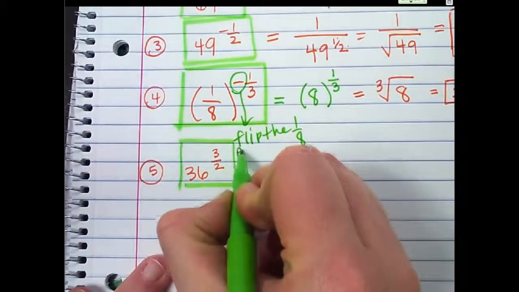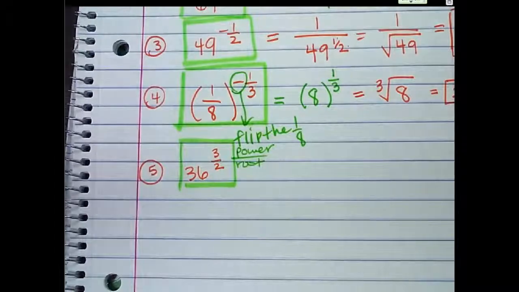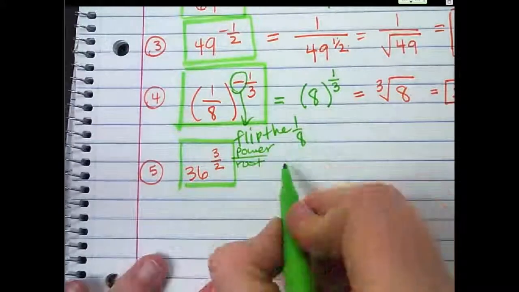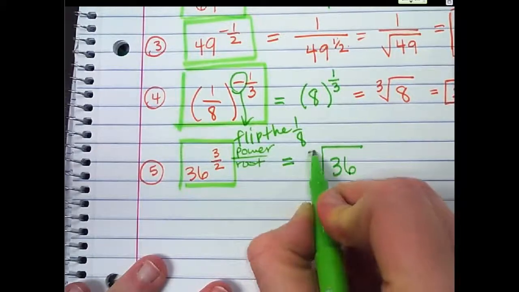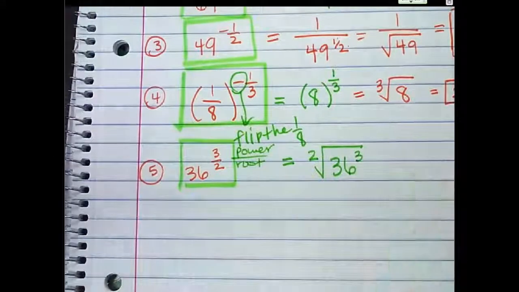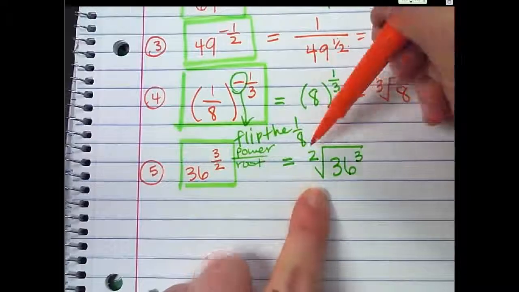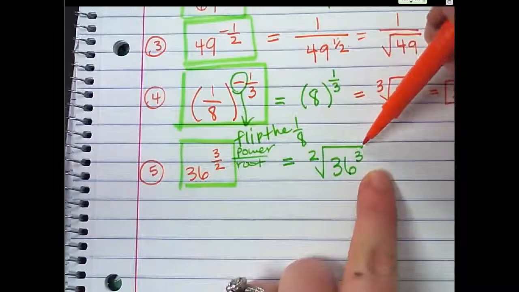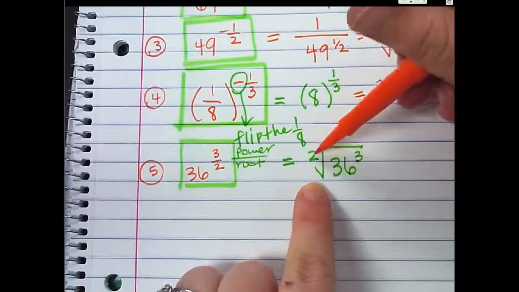Okay, same thing, nothing changes here. This is still power over root. So rewrite it: 36, my root is 2, and my power is 3. When you do this, you could do either order first. You could take the square root of 36 and then cube it, or you can do the other way around. You can cube 36 and then take the square root.